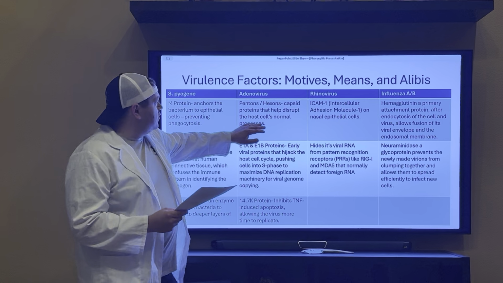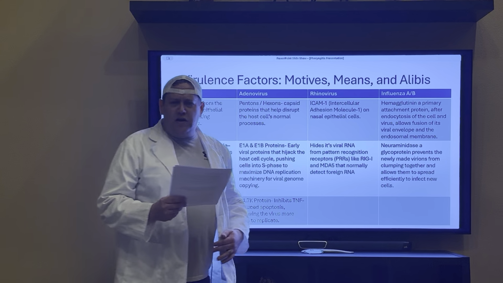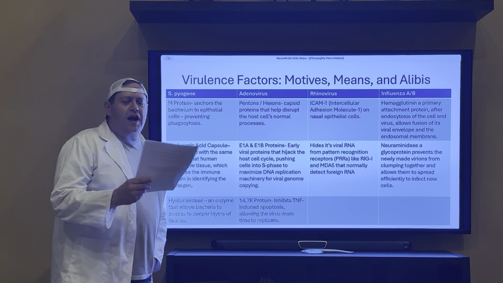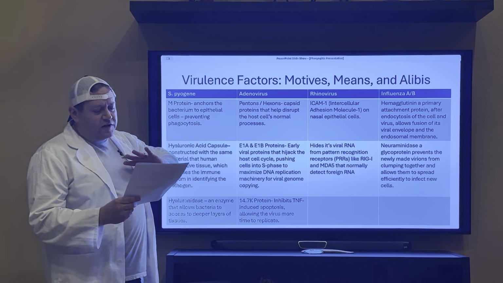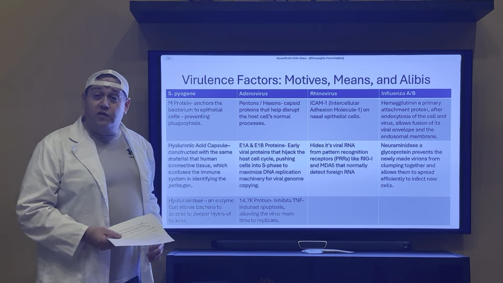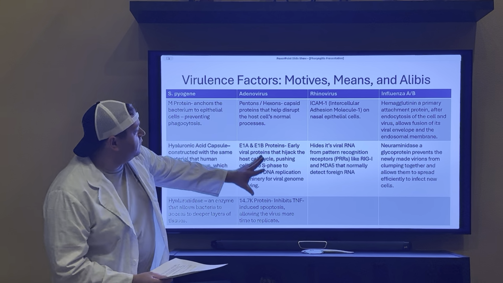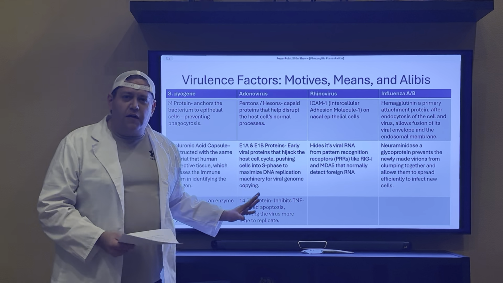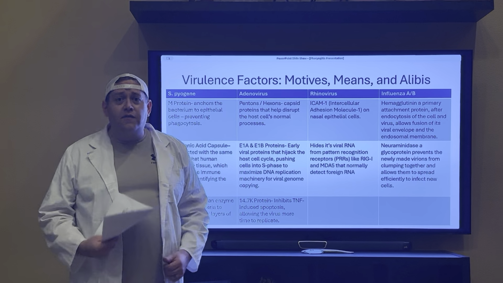And finally, we'll just touch upon ICAM1. What does ICAM1 even stand for? Intercellular adhesion molecule, aka a surface molecule that helps firmly attach to those epithelial cells. As you can see with the rest of it, all of these viruses have different means of staying alive inside the system. Staying alive, staying alive.